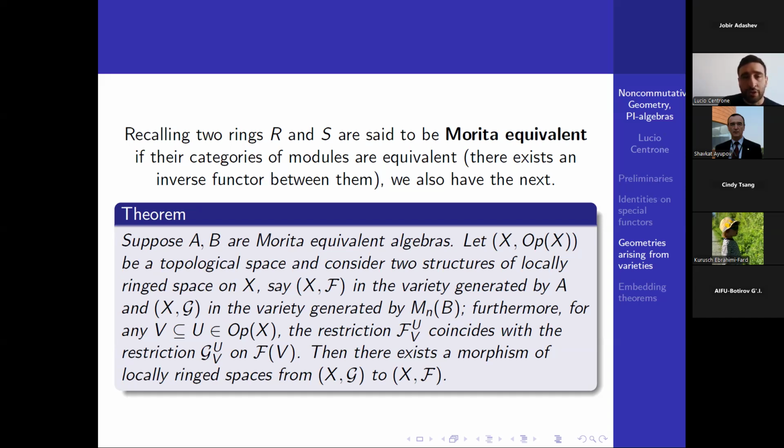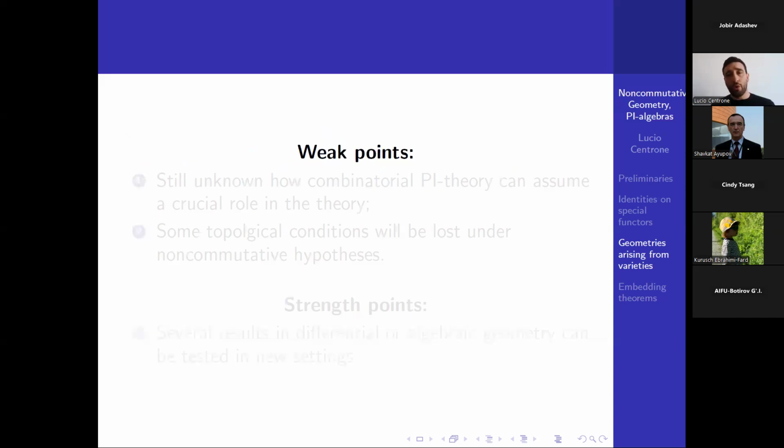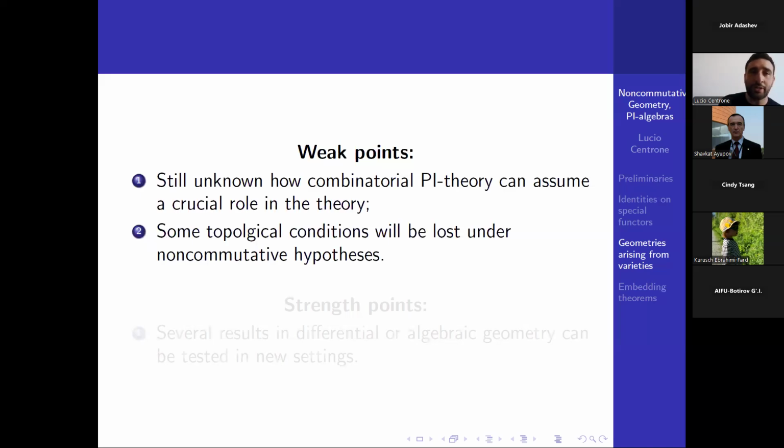This is also an interesting fact. So again, what are weak points and what are strength points? Weak points: we do not know how combinatorial PI theory is ruled here. And of course, some topological conditions will be lost under non-commutative hypothesis. I do not know how the topological condition can be used here in order to study this theory from a different point of view. But of course, we have strength points.